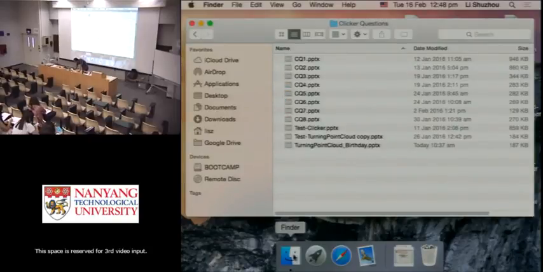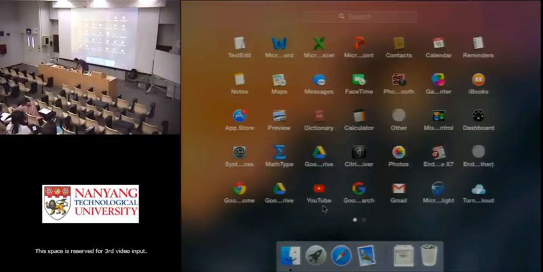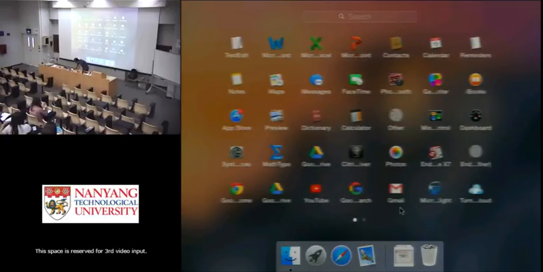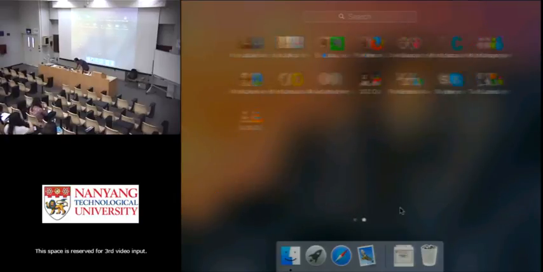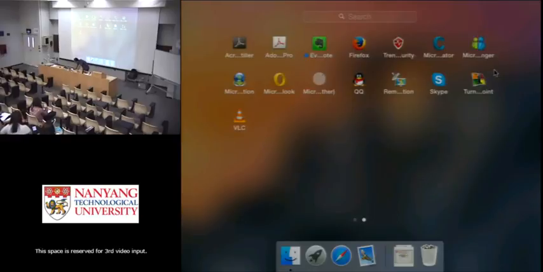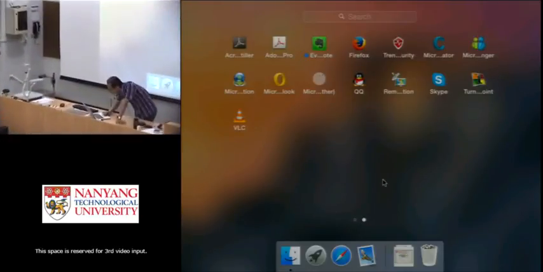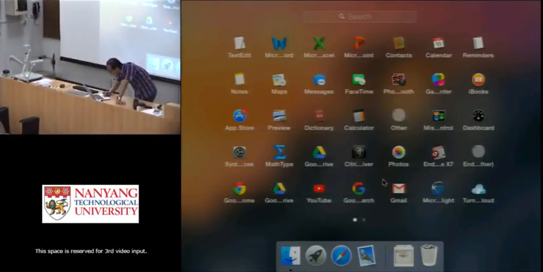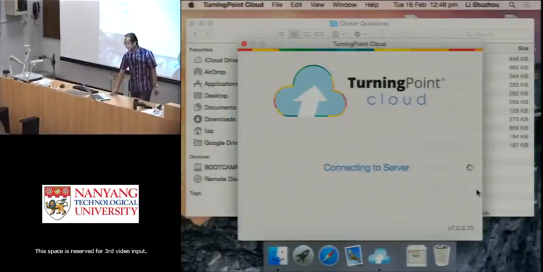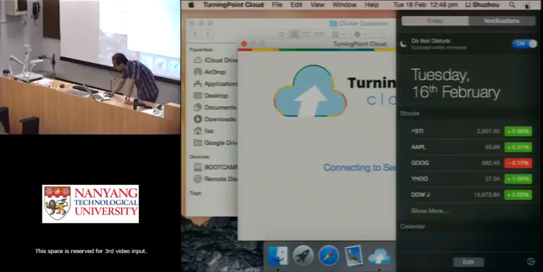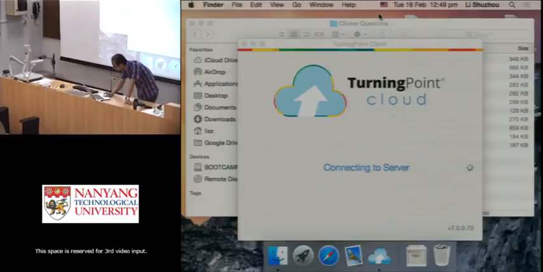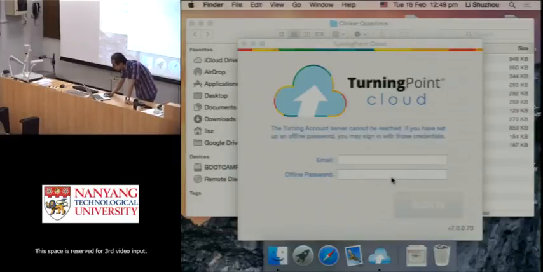So we have one bonus clicker question. And this time, do not use a clicker, use your cell phone. So you can text your friend. They can do it remotely. Okay, I need to connect.